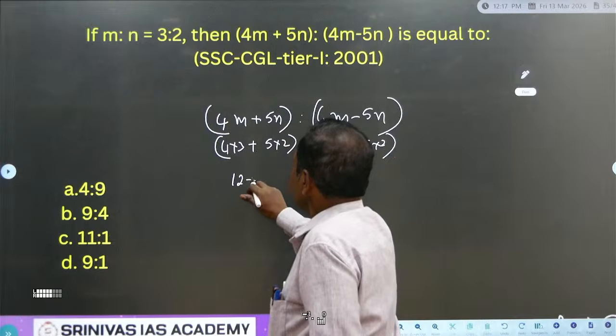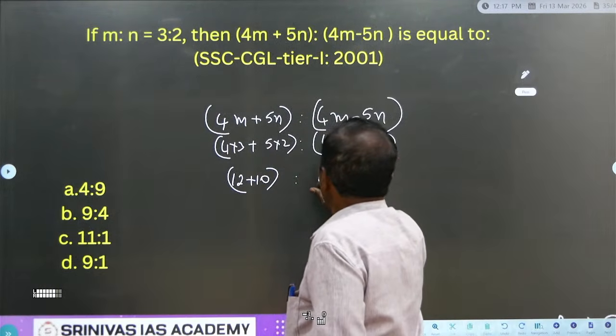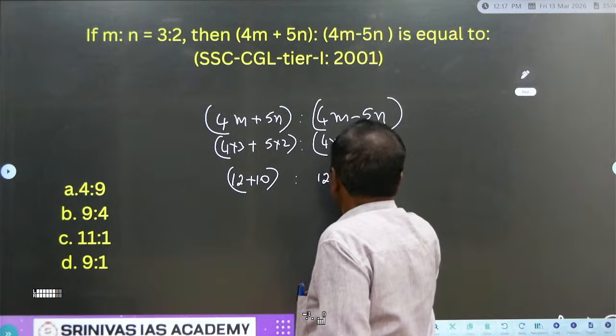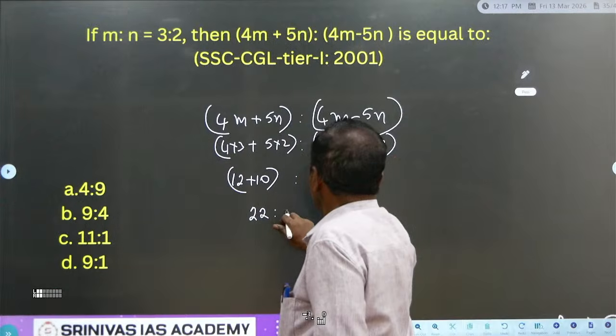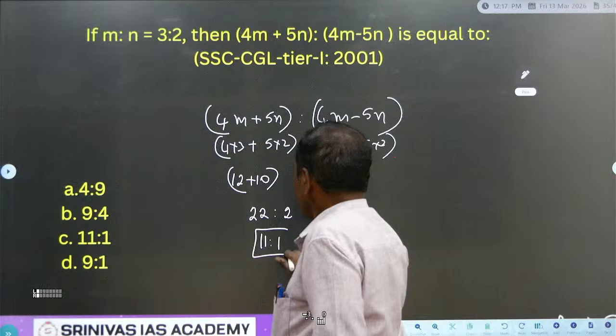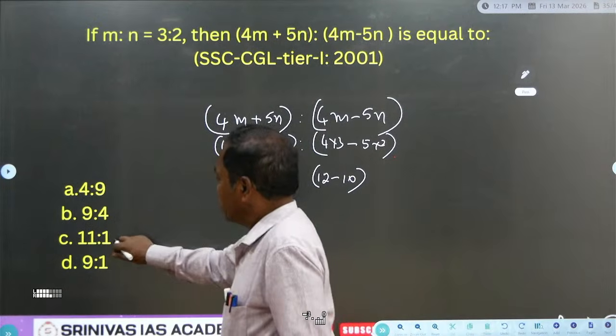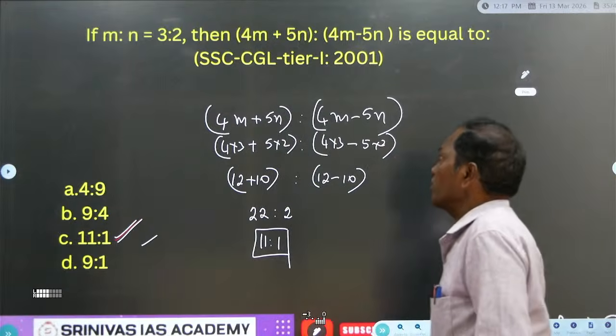12 plus 10 is to 12 minus 10. Right, this is 22 is to 2. It means 11 is to 1. Option C. Right, option C is appropriate.